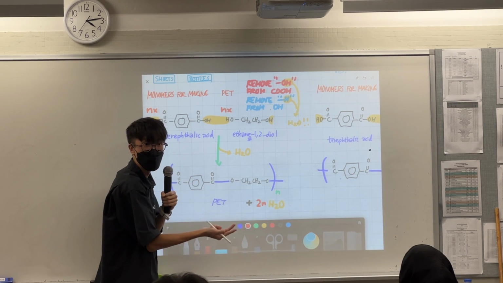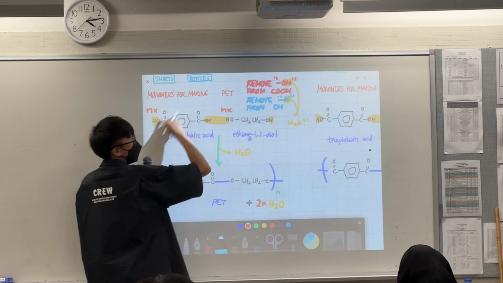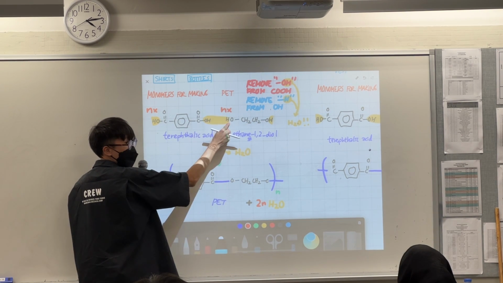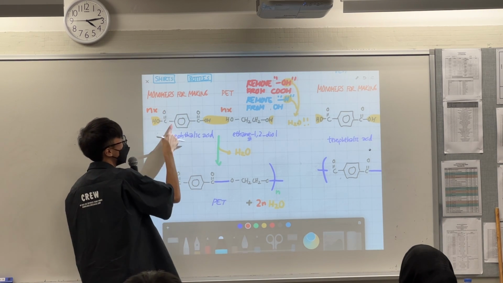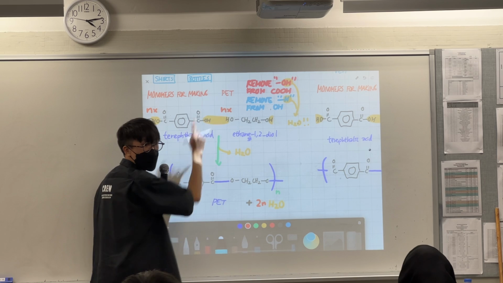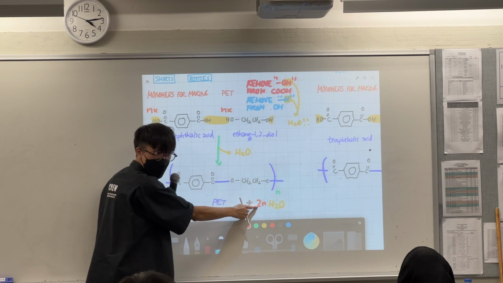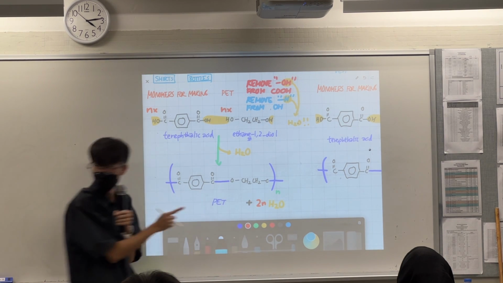You have double the amount, because this part will form one water, this part will form another water. So therefore there are already two water formed for every one of these and one of this. Now multiply by n times. 2 times n will be 2n. So that's how you get 2n here. Okay, so write this up.